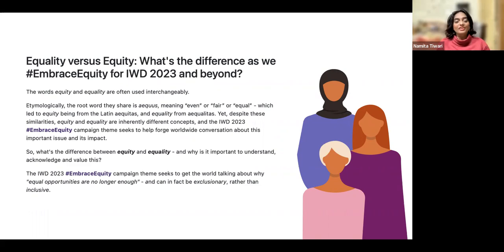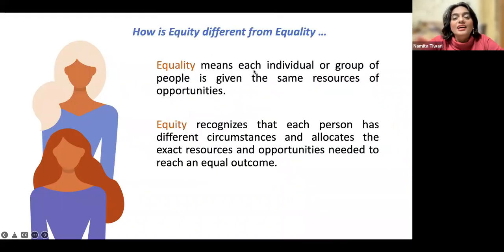To simplify it, and I know that your next question could be the difference between equity and equality. Am I correct, Neha? Yes, absolutely right. So just to simplify it, equality means each individual or group of people is given the same resources or opportunities. However, the circumstances of every individual are different. The ability is different. The ecosystem available is different, even to convert those resources into something meaningful. So that's where the difference between equality and equity comes.